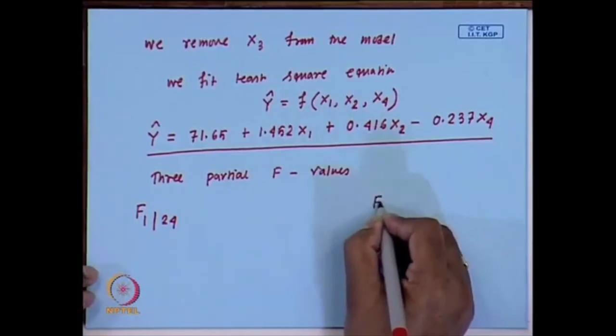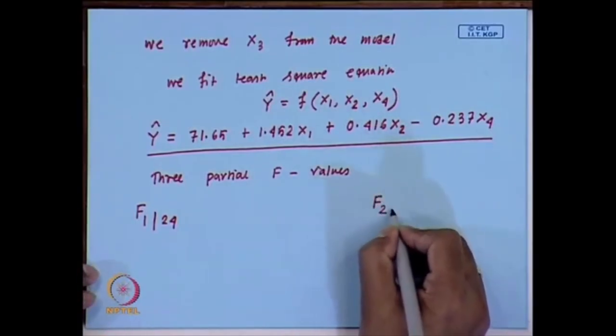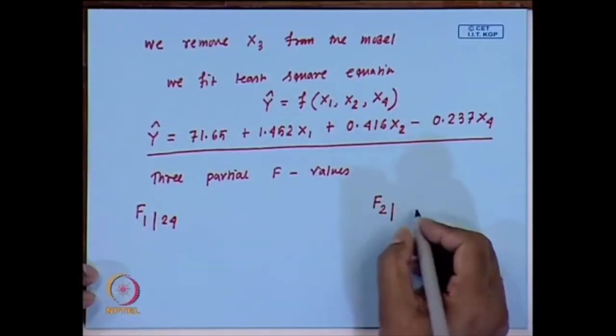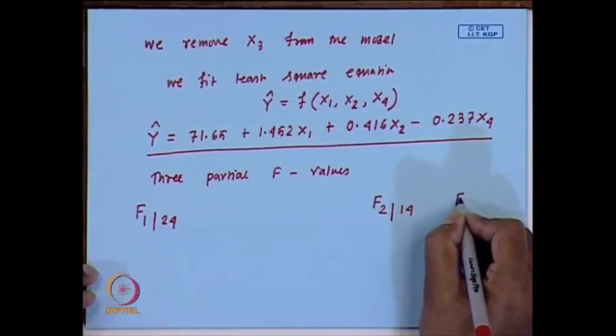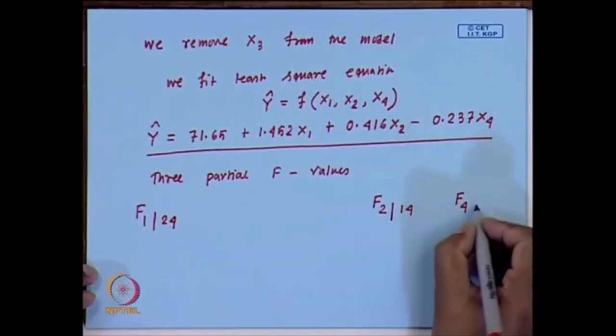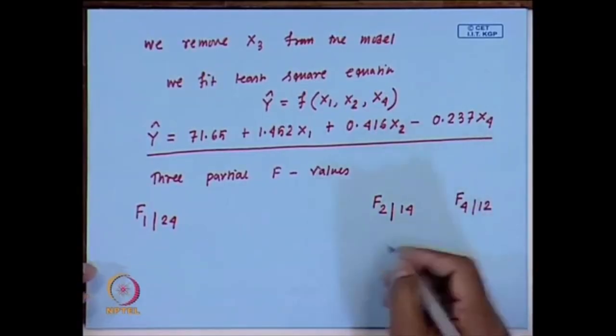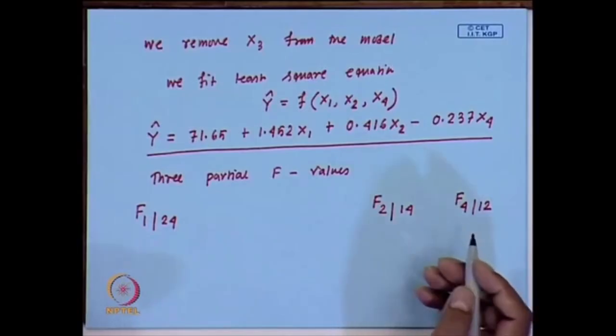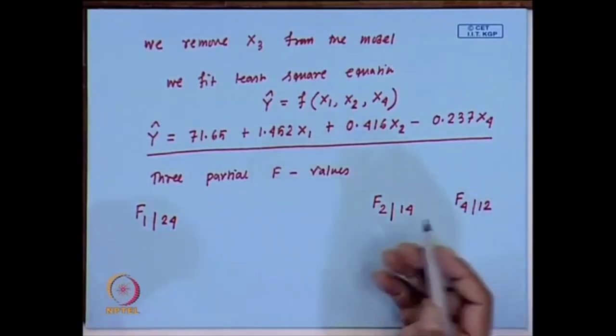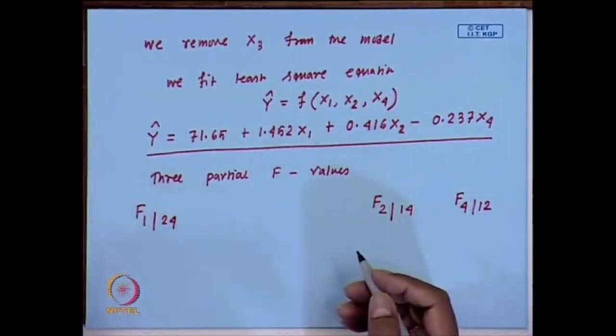We also compute F2 in the presence of 1, 4, and F4 in the presence of 1, 2. And we again look for the smallest partial F value, and if that is again less than the F-out, then we remove that regressor from the model. So, we will keep on doing that.